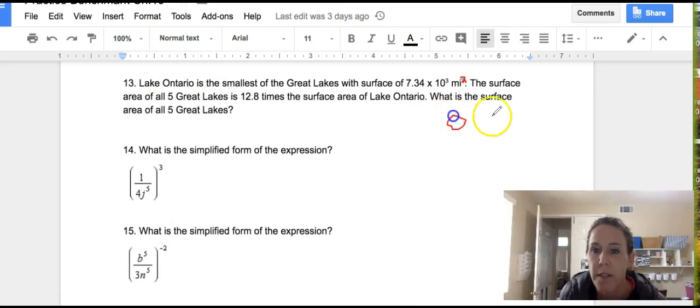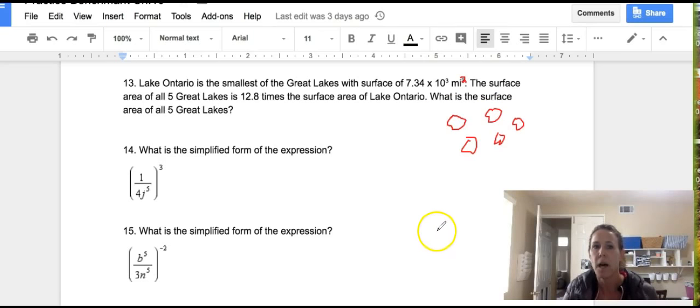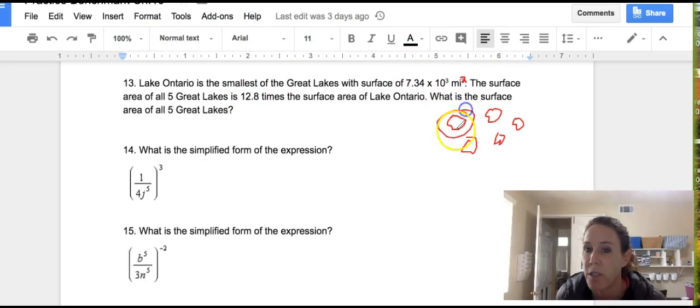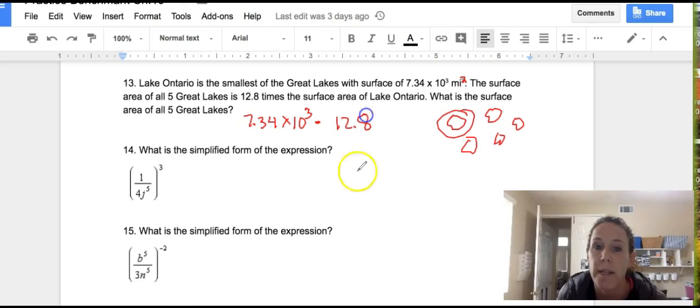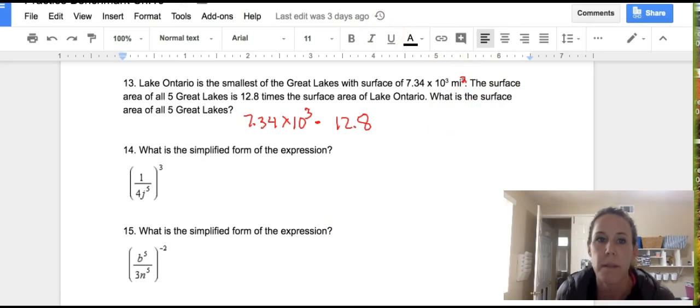So if we just have Lake Ontario and then we got 4 other lakes, all right? So all 5 is going to be this many times just Lake Ontario, just this lake. So we're going to take this lake, its surface area, and we're going to multiply it by 12.8, and that will give us all the lakes. So let's go ahead and go 7.34 times 10 cubed, and it is miles squared, times 12.8, and we're going to go ahead and figure out what our surface area of all the lakes is.